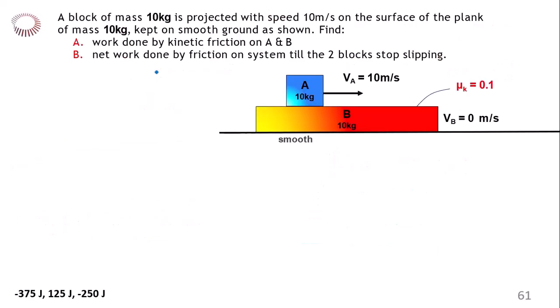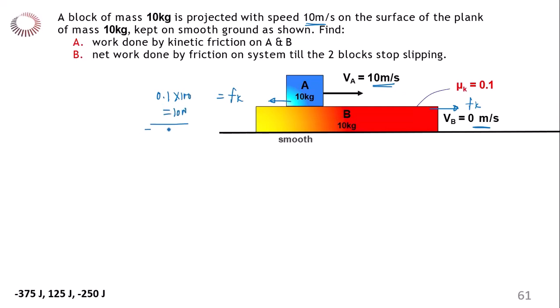Anything may happen. Now let us say that there is a 10 kg block and there is another 10 kg block. The upper 10 kg block is moving with a velocity of 10 meter per second in the forward direction. The lower block is fixed. Since the upper block is moving, the kinetic friction Fk on the upper block acts in this direction, and similarly on the lower block the friction is in this direction F2. So what is the Fk number? Fk equals mu, that is 0.1 into 100, that is 10 Newton.